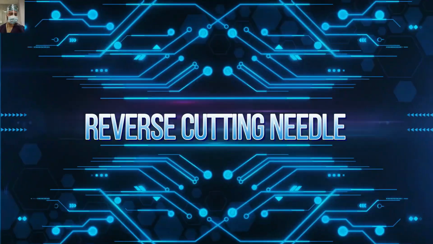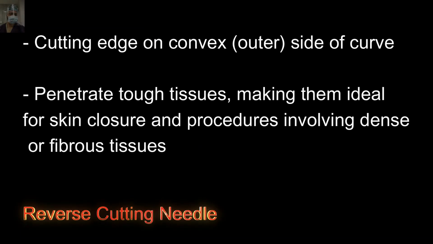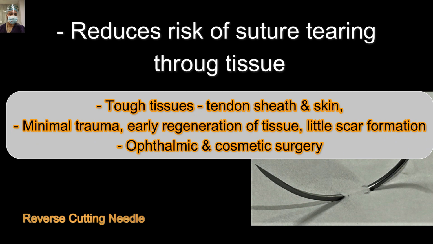First of all, reverse cutting needle. There is a cutting edge on the convex side of the curve, so the outer side of the needle has a cutting edge. It penetrates tough tissue, making it ideal for skin closure and procedures involving dense or fibrous tissue. Just remember that the reverse cutting needle and the conventional cutting needle will be some of the most common needles that you will use during the initial part of your surgical career.